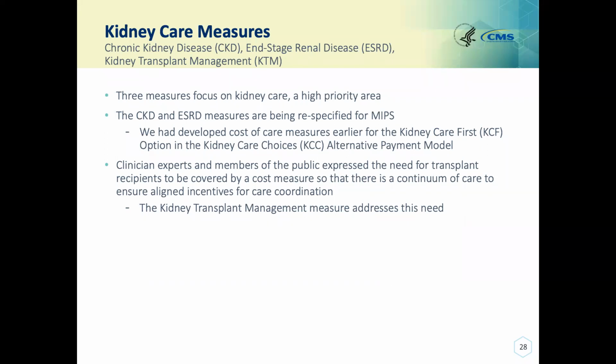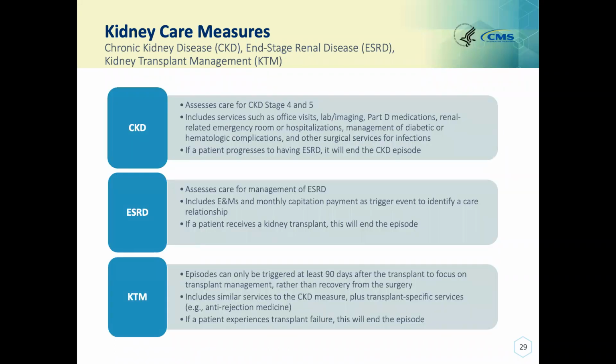Next slide, please. These three measures work together to assess the whole chronic kidney care continuum. The CKD measure evaluates costs for managing and treating stage 4 or 5 of the disease. Clinically related services included in the measure include office visits, labs, imaging, Part D medications, renal-related ED visits, management of complications, and other surgical services for infections. If a patient progresses to having ESRD, the CKD episode will end.